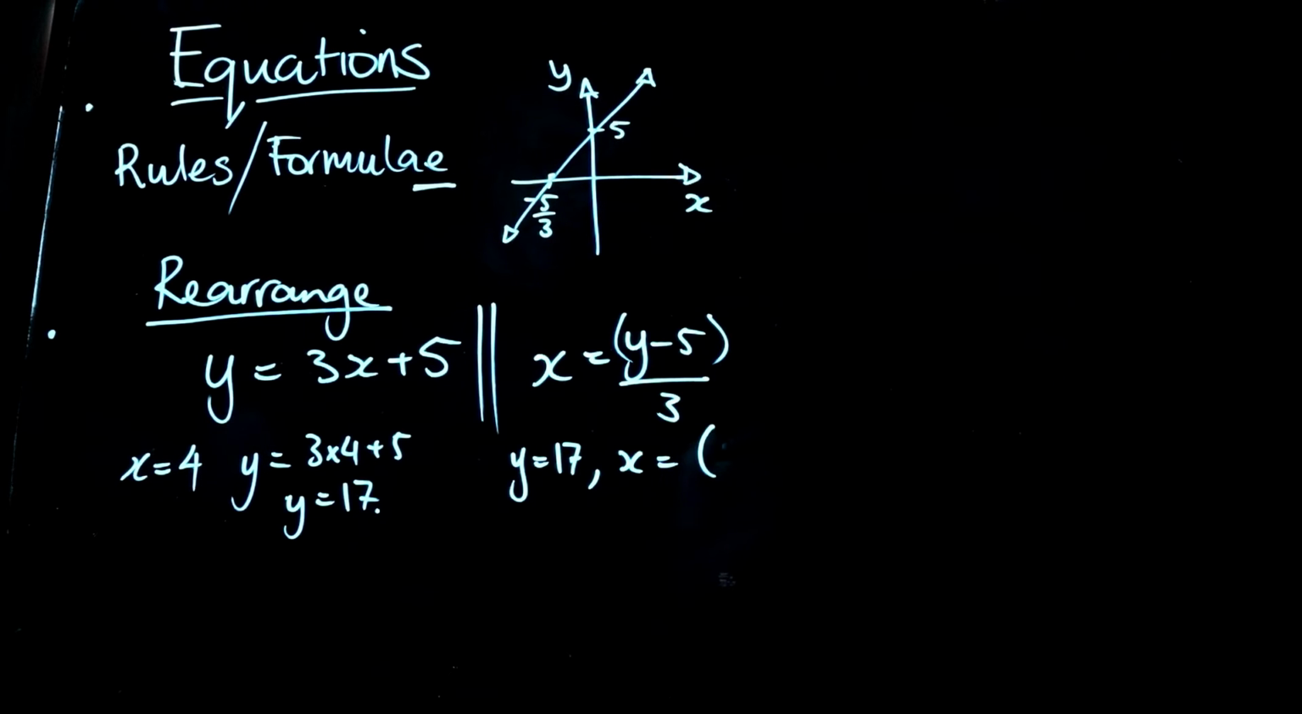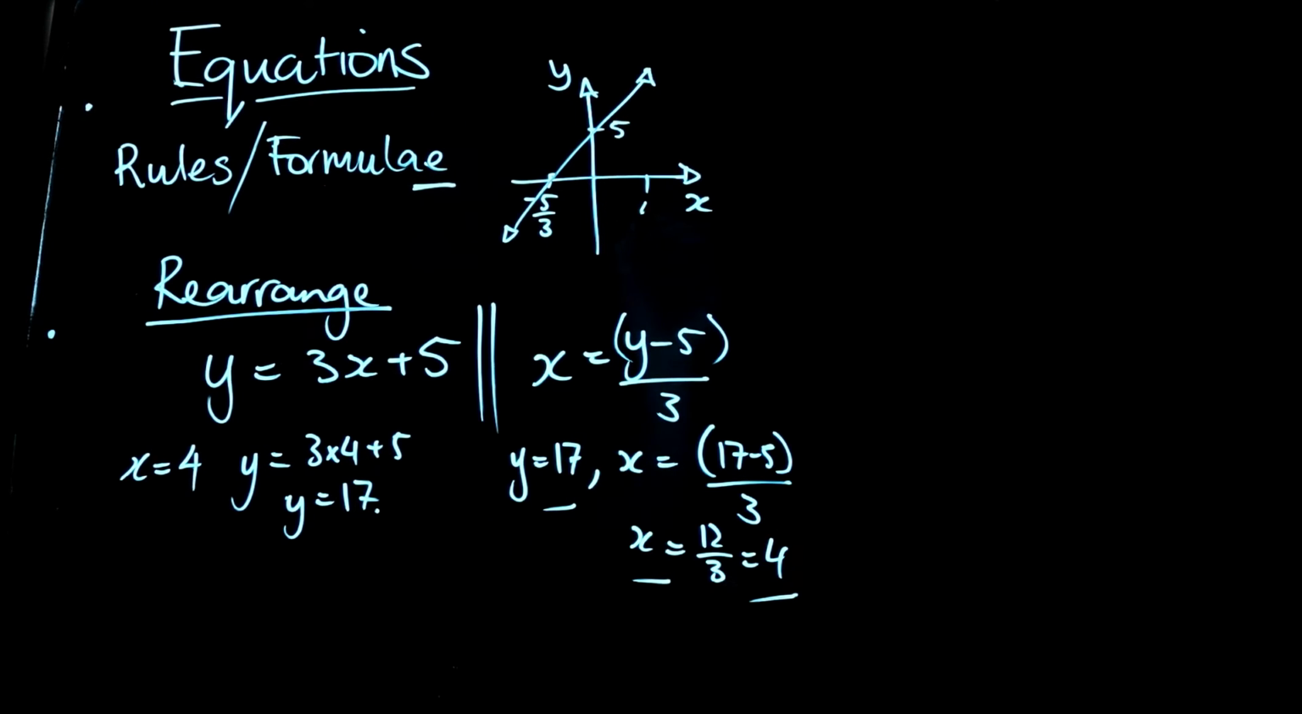So 17 take 5 divided by 3. So x is equal to 17 take 5, which is 12, divided by 3, and that's equal to 4. So you can see how it works. If this was our graph, this is 4, and we measured up here, this y value has to be 17 across here. So knowing how to rearrange equations or formulas or rules is a really important skill.